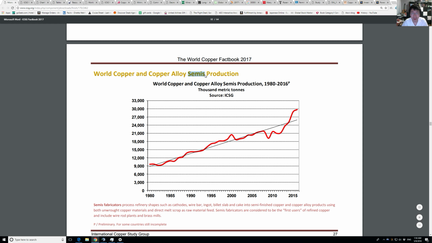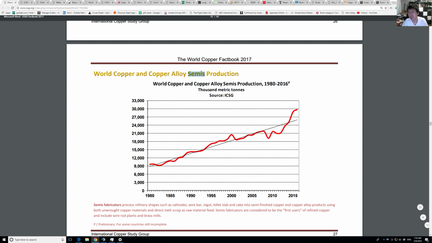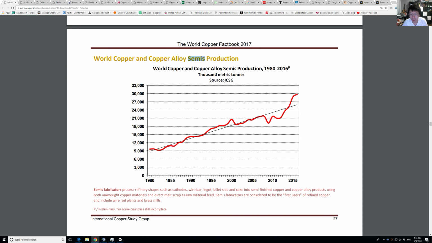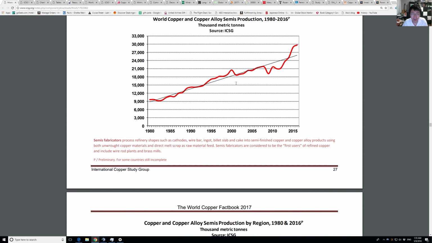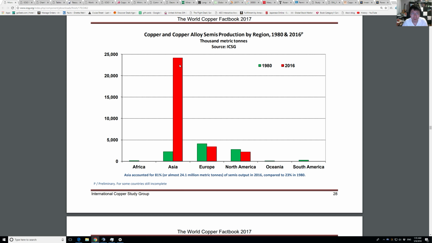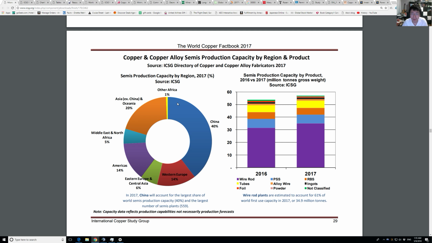Semi-production, semis is short for semi-fabrication. So they don't make end consumer products. A copper wire, you don't buy copper wire. Copper wire goes into other manufacturers, right? So that's why it's called semi. And yeah, that's China basically, the big red bar.